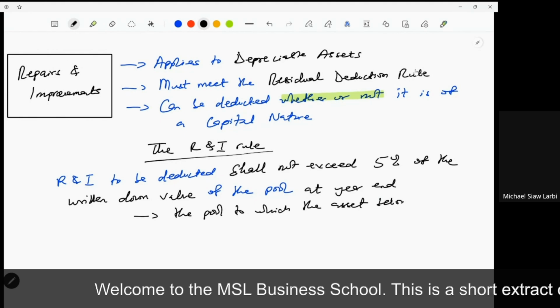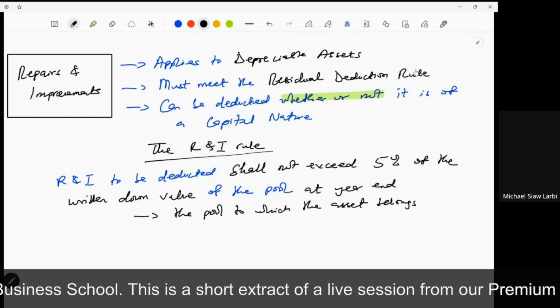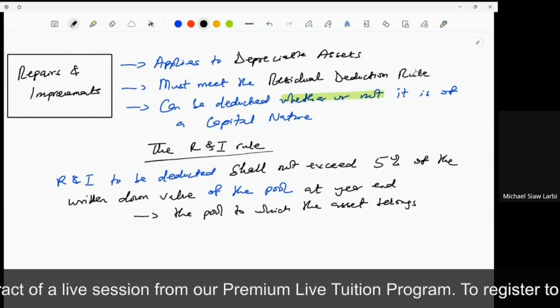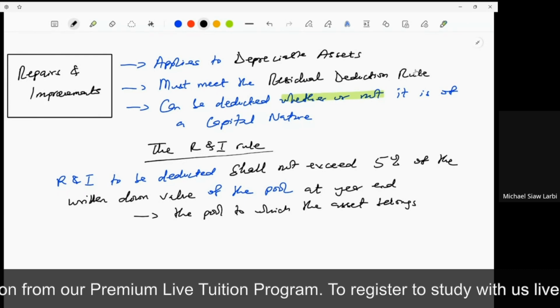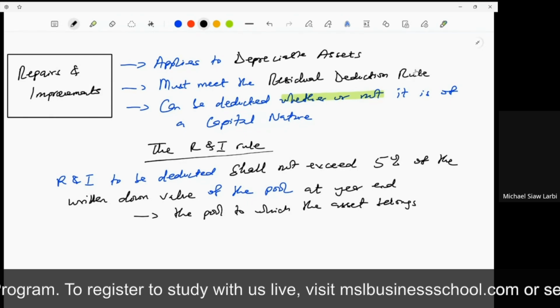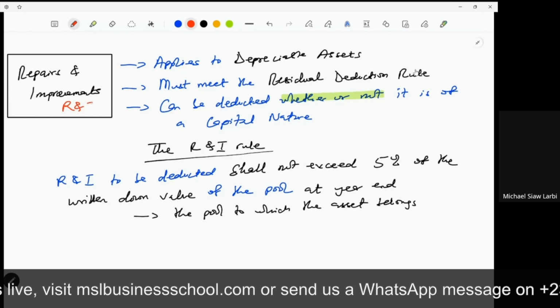Now, if you don't understand pool yet, it is something under capital allowance. We'll do it, don't worry. There are 5 pools we will look at, and then there's another pool for mining and then upstream petroleum. But remember that the rule is that repairs and improvements, R&I, is repairs and improvements.